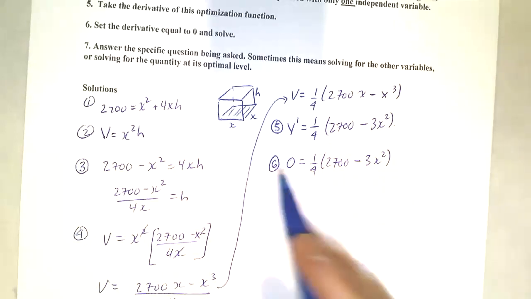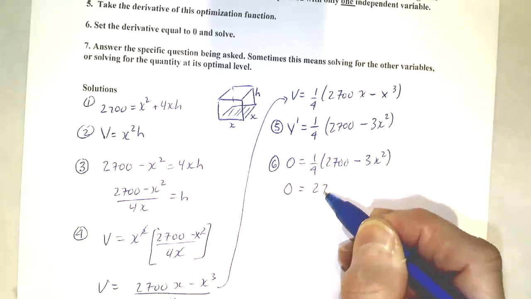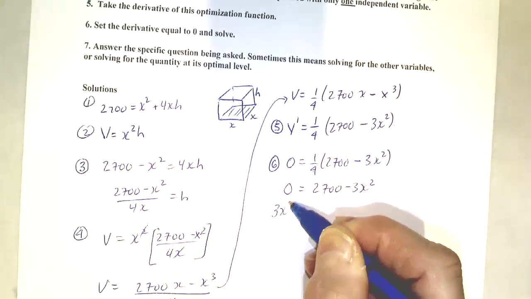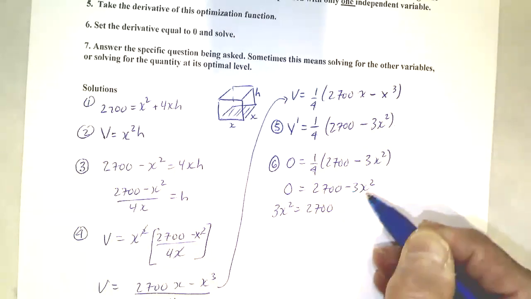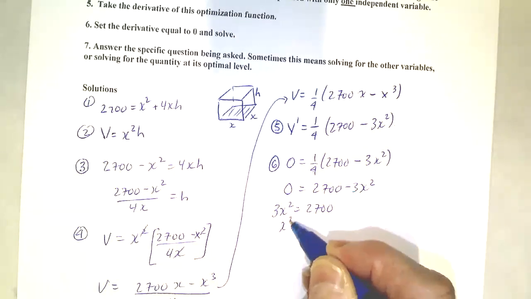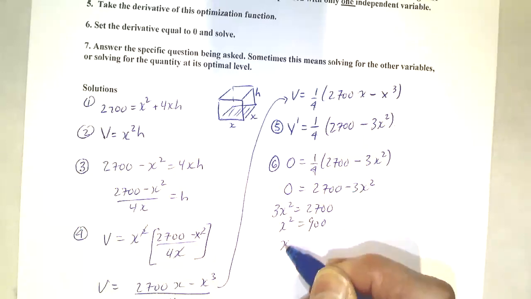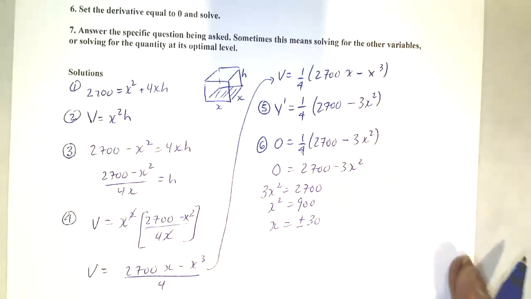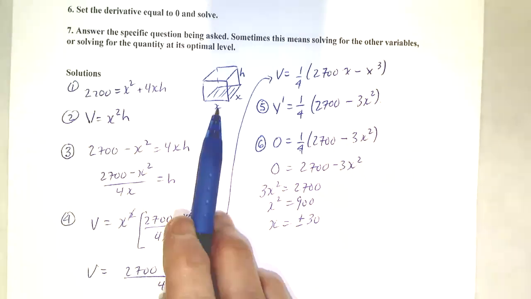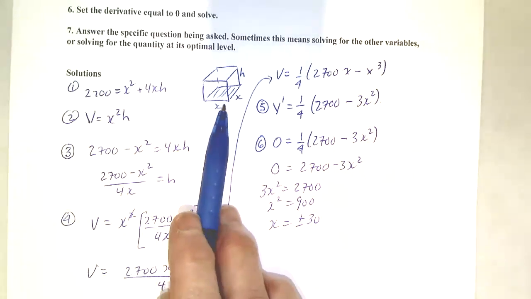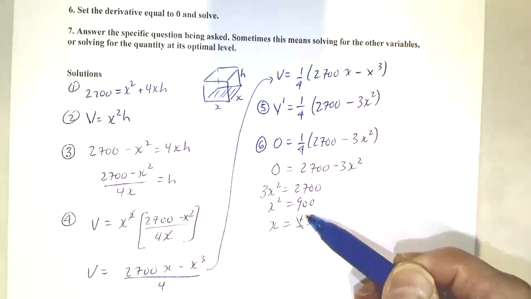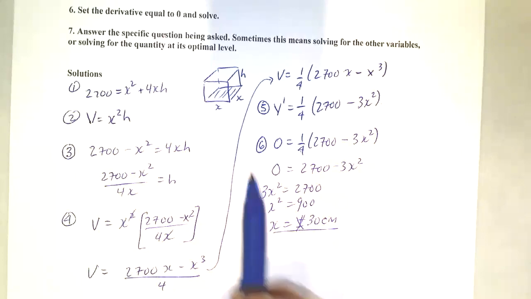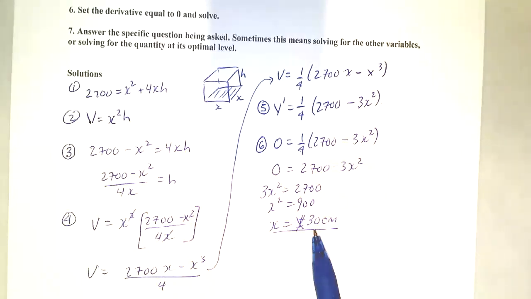I transpose the 1/4 to the other side, which leaves me with 2,700 minus 3x squared equals 0. I'll transpose this to solve this quadratic, the second degree equation, quickly. I get x equals plus or minus 30. Remember, there's 2 solutions. But noting that x is a variable that represents a dimension, it can't be negative, you would discard the negative. And so you have the fact that the derivative equals 0 when x is 30 centimeters.